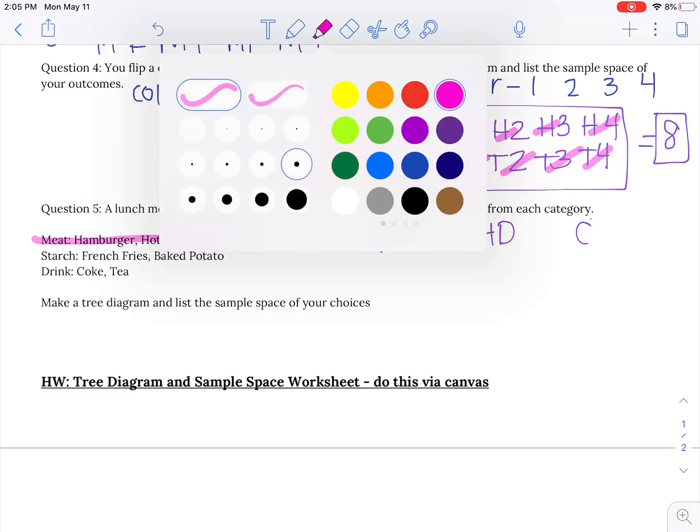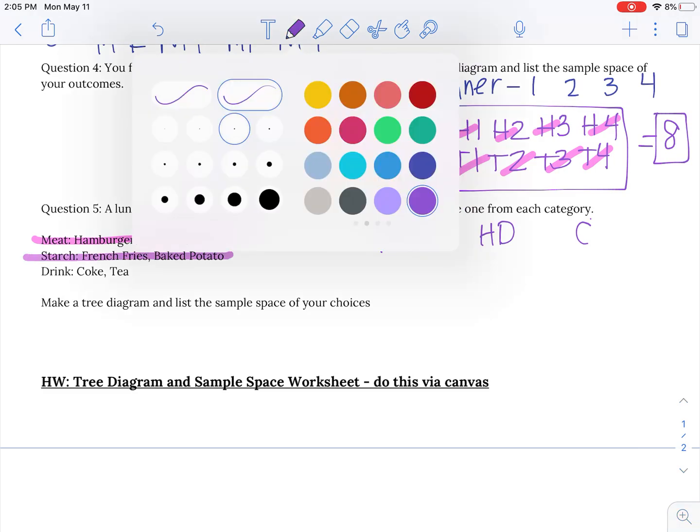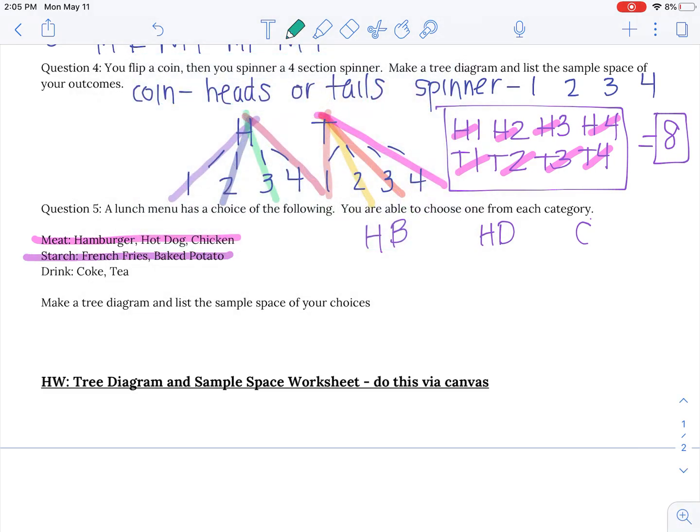Then I'm going to move down and I'm going to list my French fries and my baked potato as my next set of options from each of the above. So I have French fries and baked potato as an option here. I have French fries and baked potato as an option there. And if I choose chicken, I still have French fries and baked potato as my option.